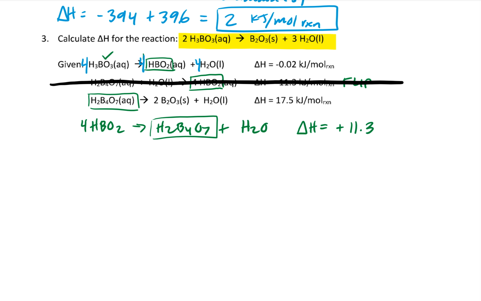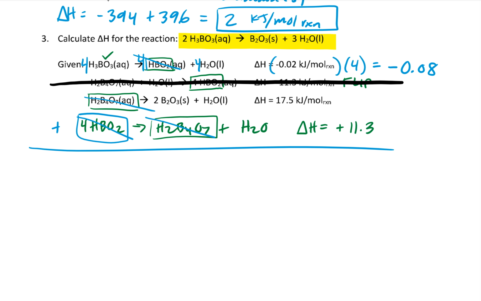And now those 4 HBO2s, they're going to cancel out with these guys down here. So we're good. But because I just multiplied all those coefficients by 4, I have to multiply this delta H value by 4. Okay, so this becomes negative 0.08. That's my new delta H for reaction number 1. Okay, so now when I go and combine them, these 4 HBO2s, gone. H2B4O7s, gone. And let's just clean this up a bit.